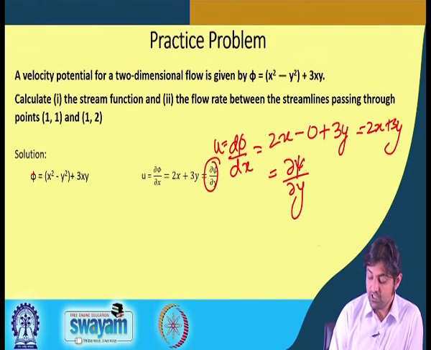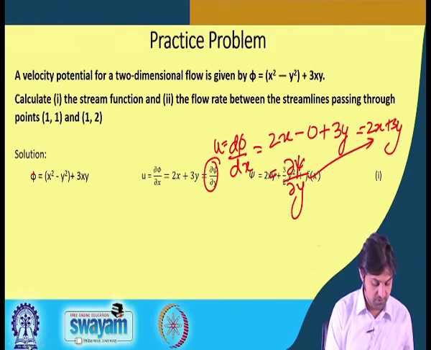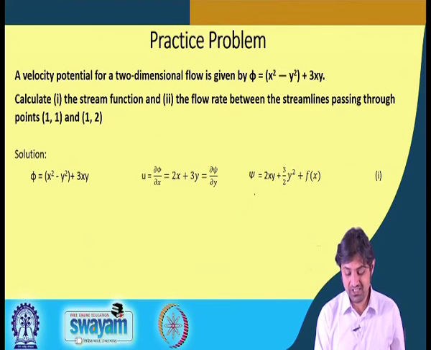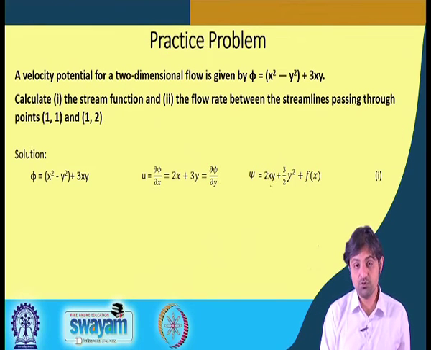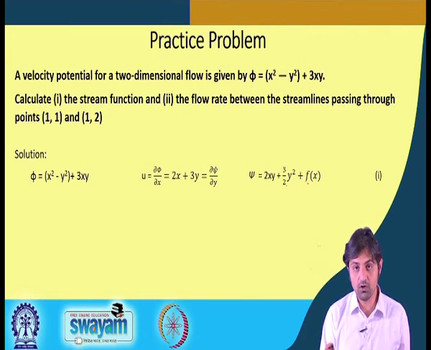So, we can simply integrate this to obtain psi. Psi can be integrated to 2xy plus 3 by 2 y square, a very simple integration with respect to y, plus not a constant but anything, because that is a function of x.